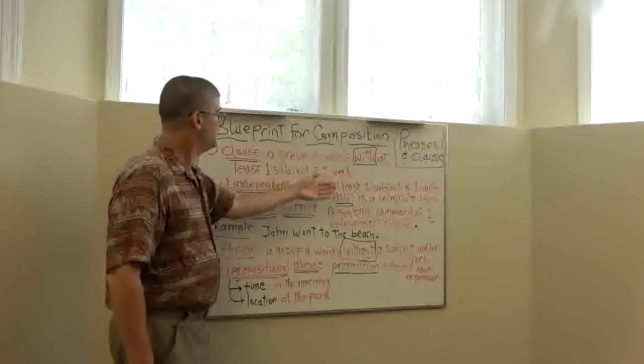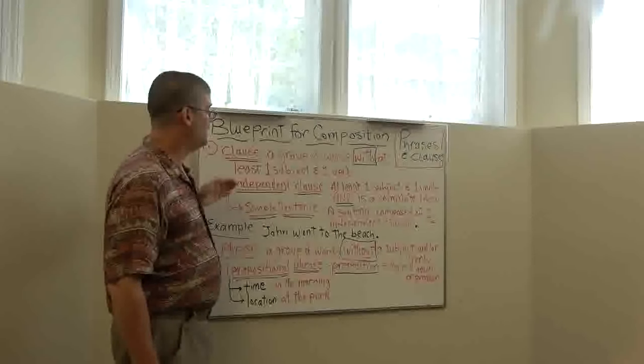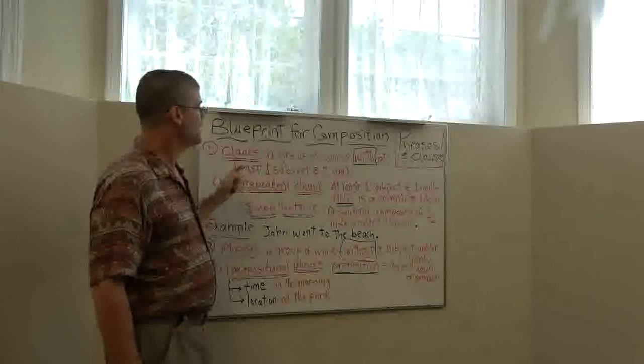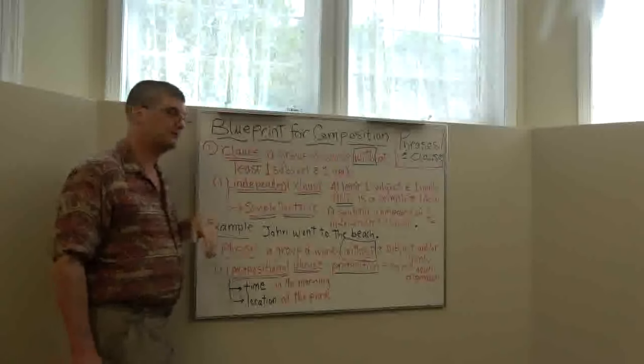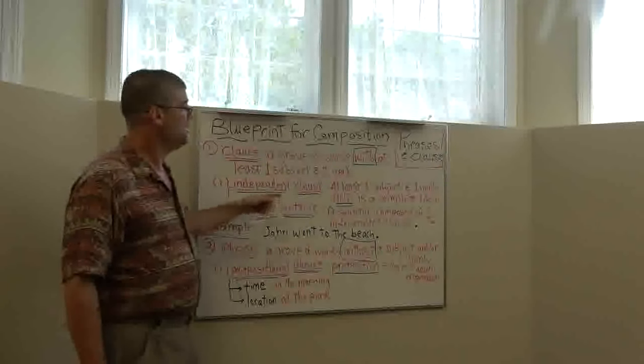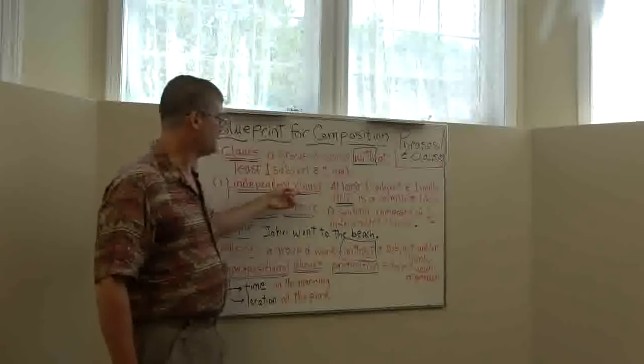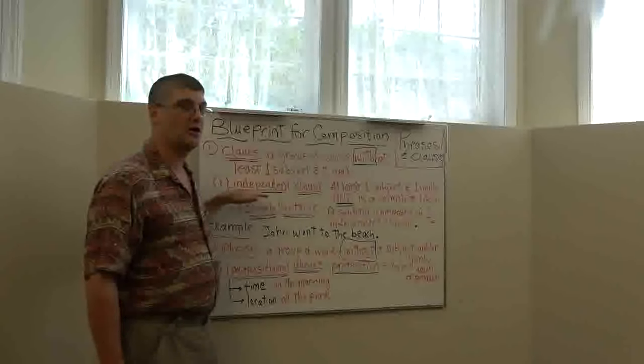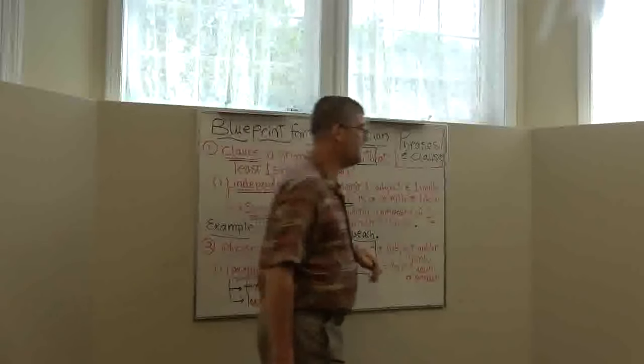So the first thing we talked about in the video focused on the independent clause. The first type of clause that we talked about was the independent clause, which is defined as a clause which does have one subject and one verb. But in order to be an independent clause, it must also be a complete idea.